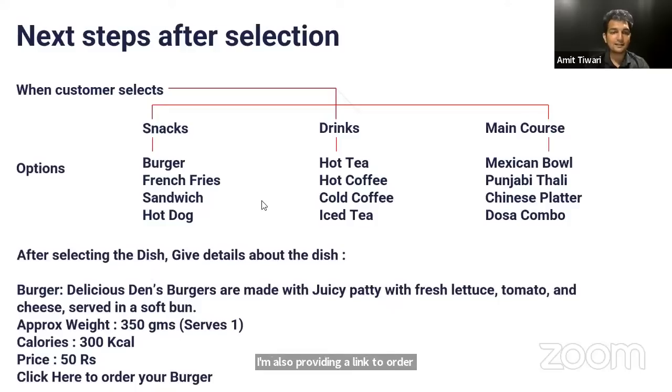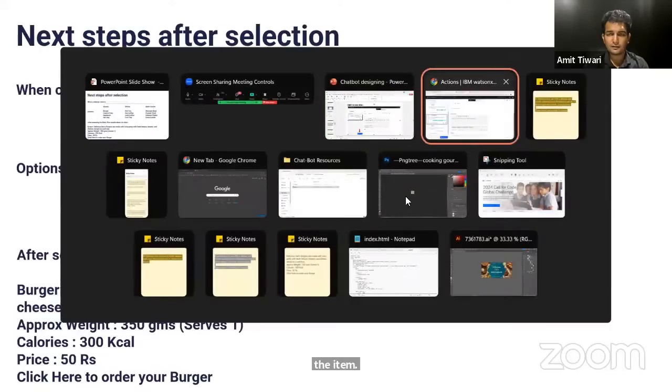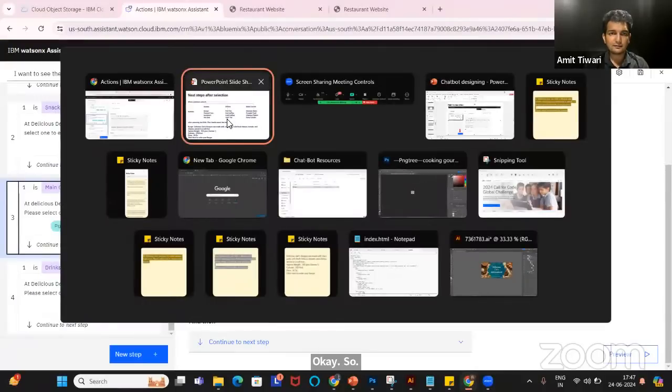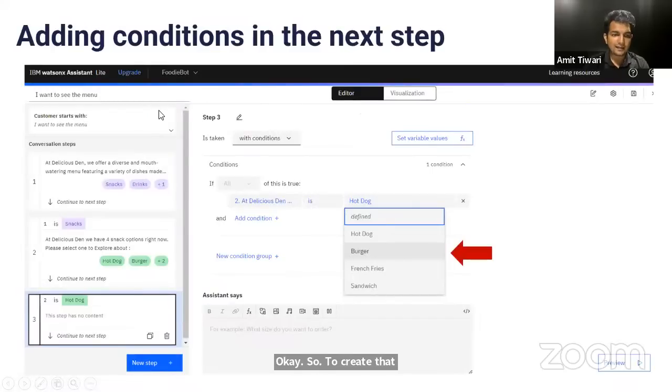Okay, so let's create this step after the selection of the item. To create that, we will add a new step and use the condition at second step. That means if second step, which means when the customer is selecting snacks, if second step is burger, from snacks it is burger.